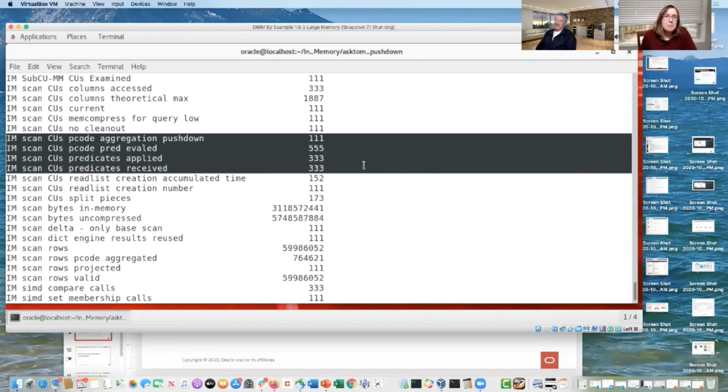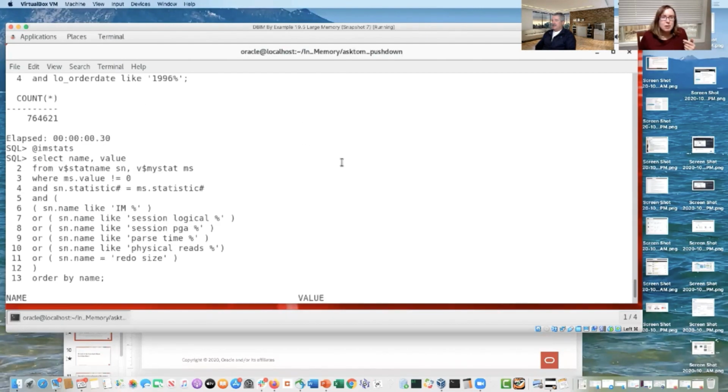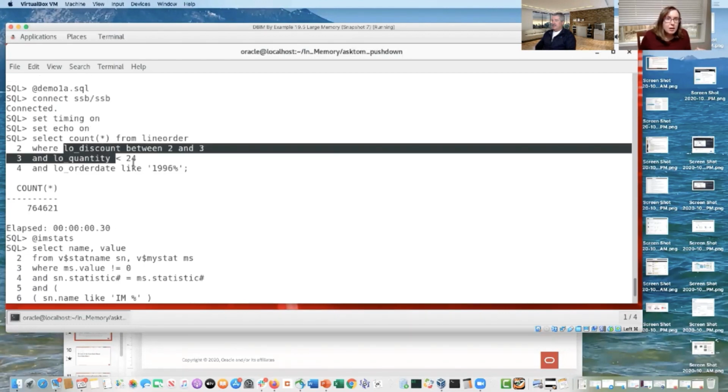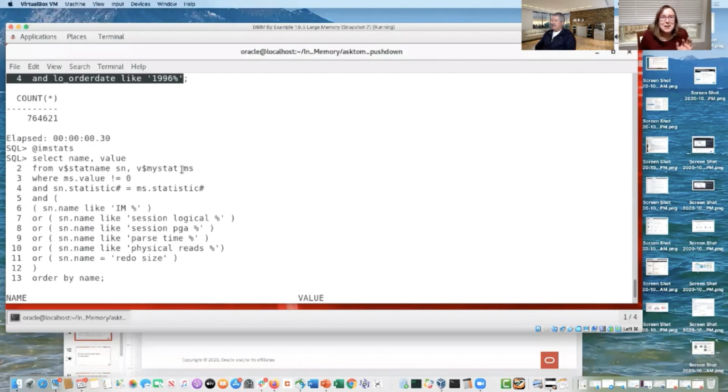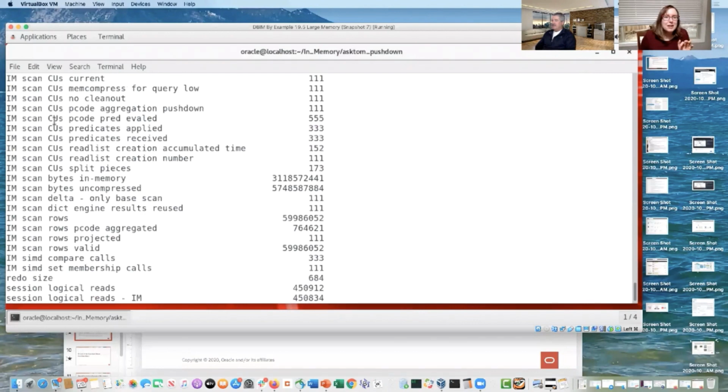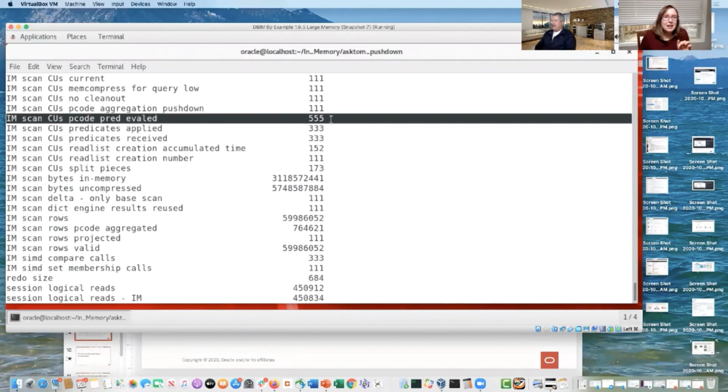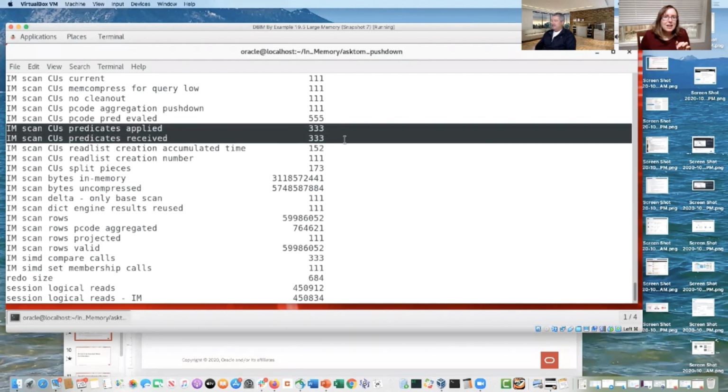Yeah. So we have a few different stats. There's aggregation push down, which says that we had an aggregate, like min, max, count, something like that, that we could push down. The P code pred eval is how many predicates were evaluated. So I think there were 111 CUs. So it looks like there were 5. And there were 3 predicates, right? I don't know where the 5 comes from, but why it said 333. Oh, these here, I'm not sure why that goes, but I think this makes sense, doesn't it? Yes, so the predicates applied and the predicates received makes sense.